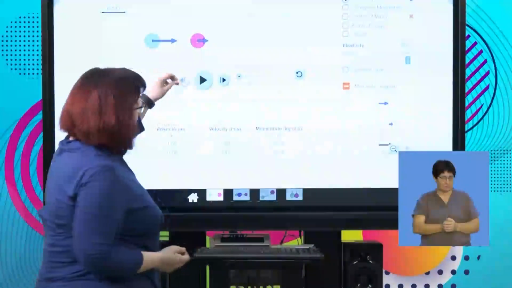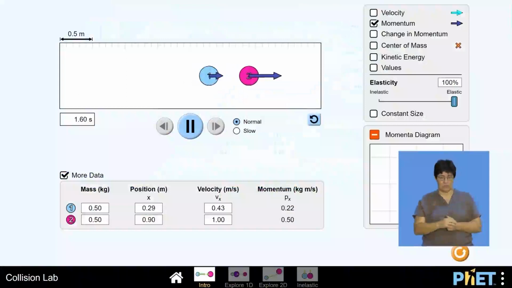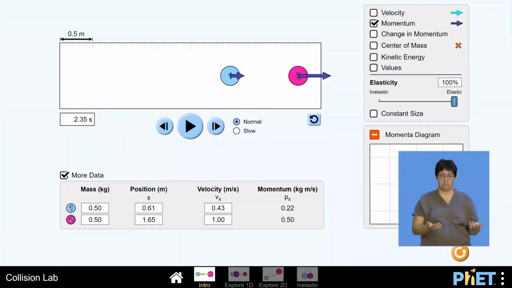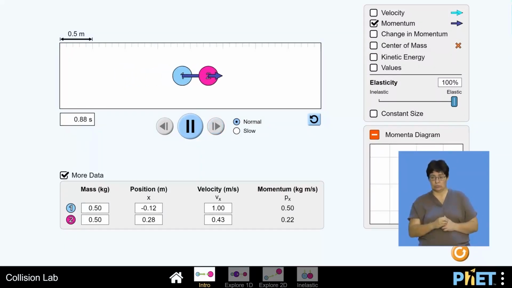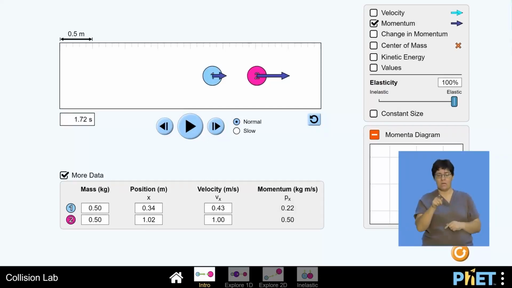Here my total is 0.72. Let's see what happens. Oh, look, it's 0.72. But did you see something very important? Watch here. Because the masses are equal, number 1 is going at 0.5 for its momentum. Number 2 is 0.22. Watch when they collide. Number 1 is now 0.22, and number 2 is 0.5. Basically, they transferred their momentum to each other.